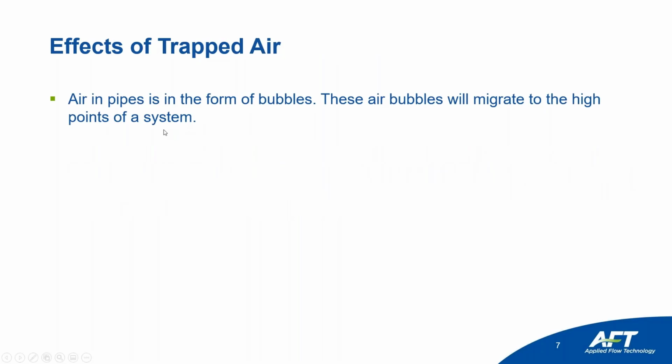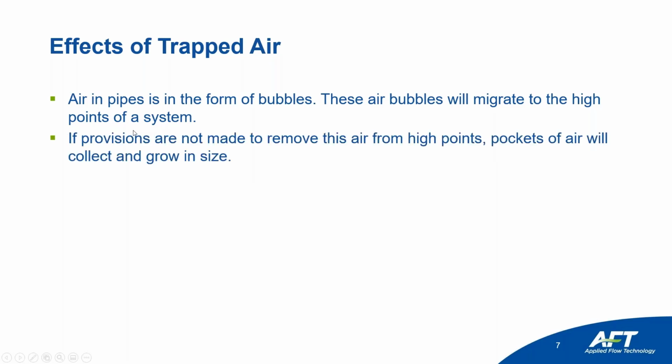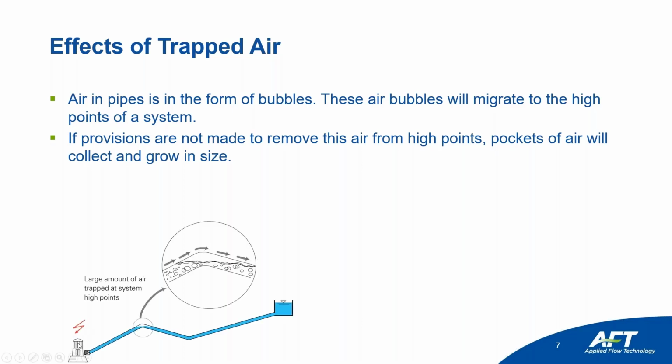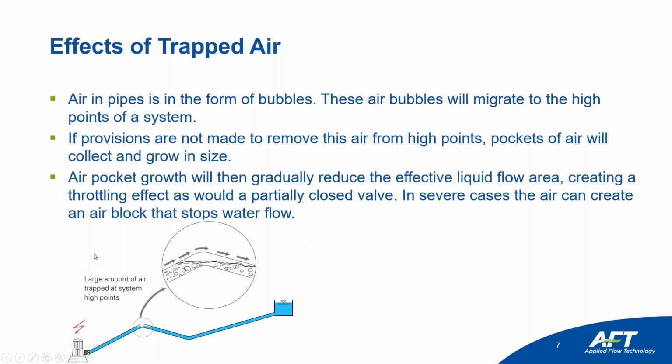So what are the effects of trapped air in your system? Air in a pipe system is in the form of bubbles. These air bubbles will migrate to the high points of the system. If provisions are not made to remove this air from the high points, pockets of air will collect and grow in size. So here we have your pump. We have the bubbles traveling up and forming the pockets right at the high points of your system. Air pocket growth will gradually reduce the effective liquid flow area, creating a throttling effect, the same as if you had a partially closed valve.